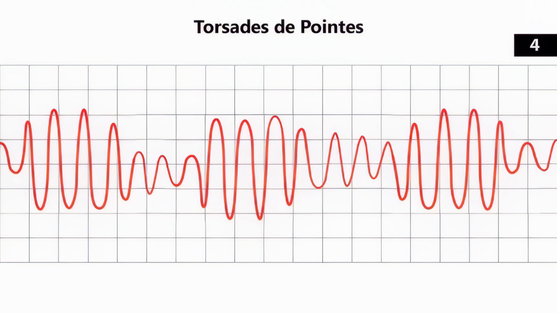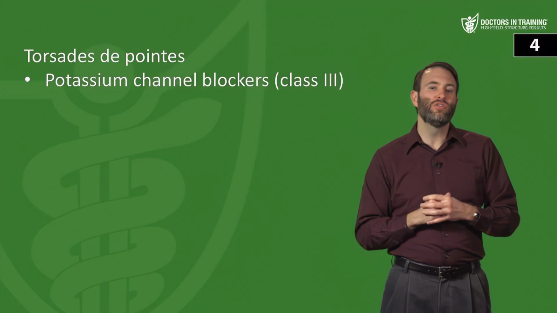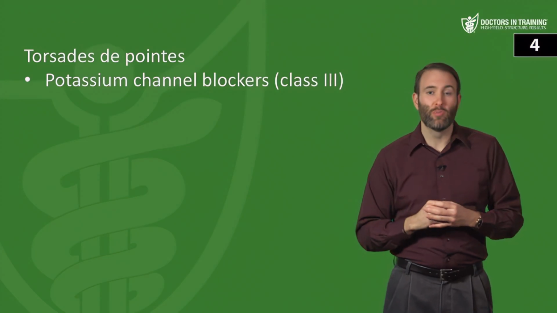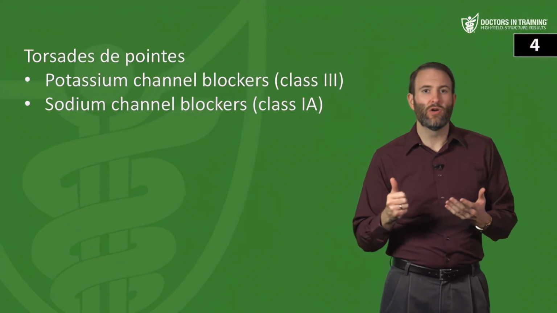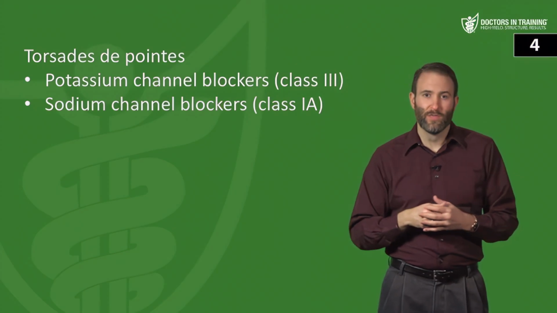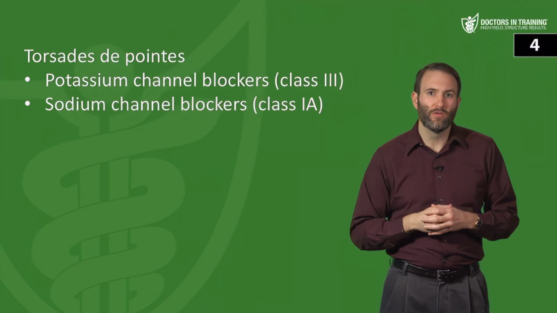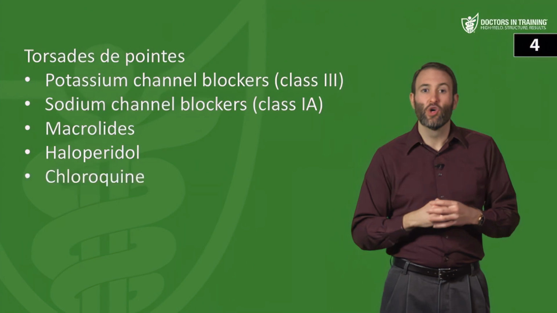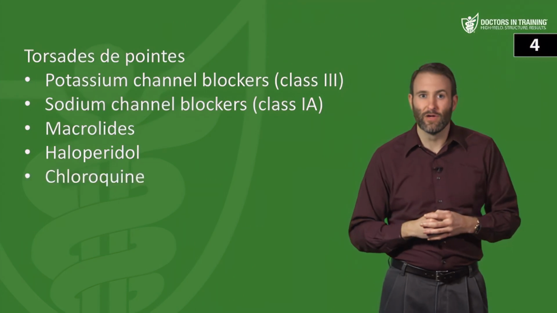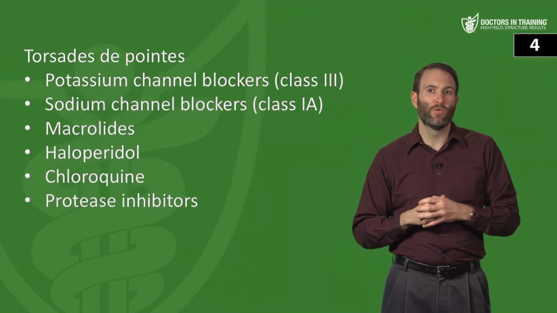Next, we have torsades de pointes. So this is a twisting of the points, that sinusoidal wave pattern that you can see on your ECG. Drugs that prolong the QT interval are going to increase the risk of torsades. And so these include the class 3 antiarrhythmics, which are your potassium channel blockers. Also the class 1A antiarrhythmics, which are a category of your sodium channel blockers. Other drugs that prolong the QT interval include the macrolides. Think of haloperidol, which is an antipsychotic, chloroquine, which is an anti-malarial drug, and then the protease inhibitors for HIV.